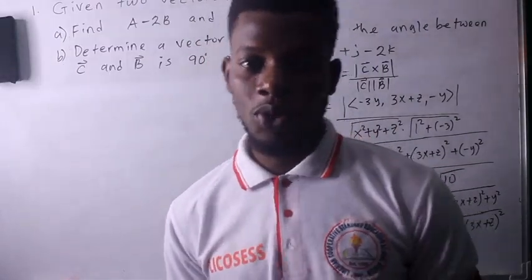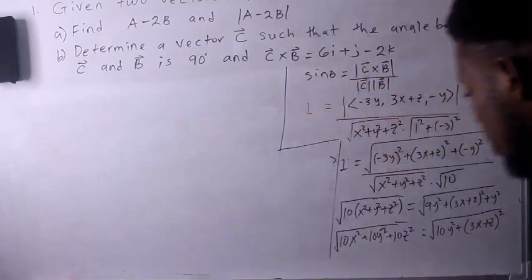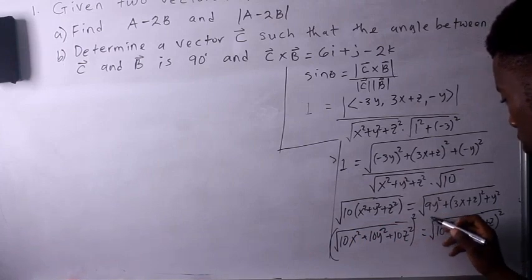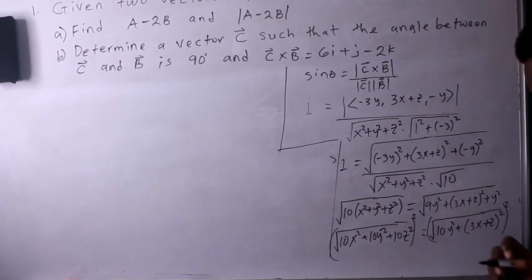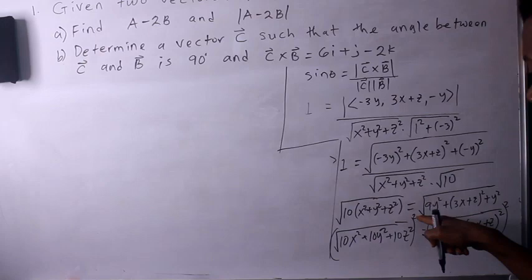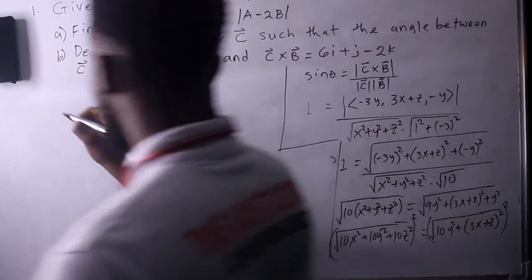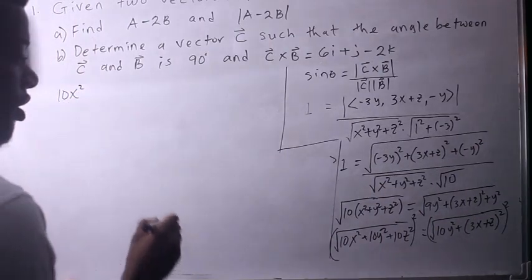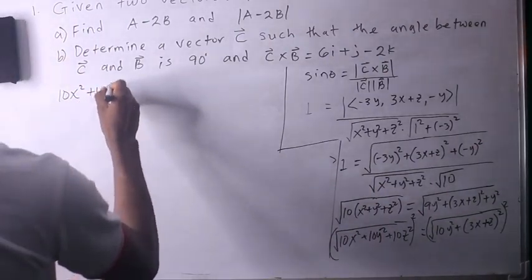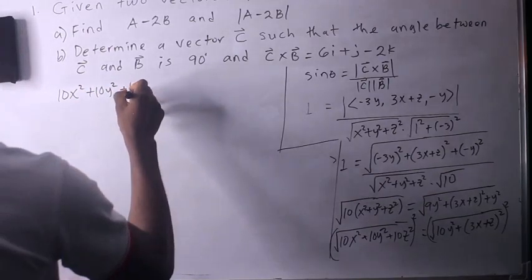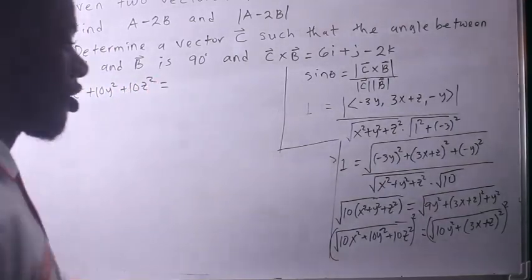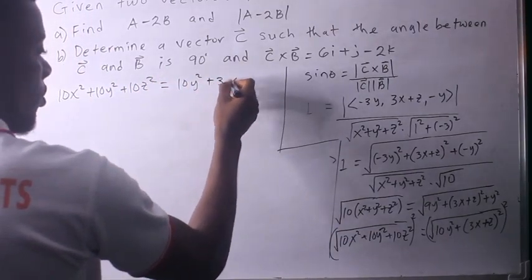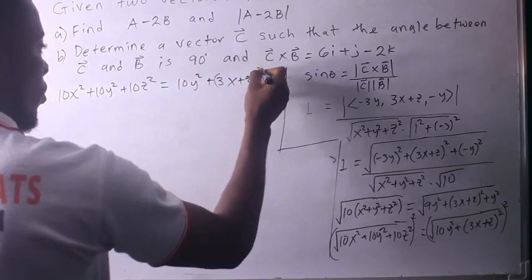Now at this junction we have to square both sides in order to simplify. So we square both sides, square this side and square this side. Great. So if we do that, the square will cancel out the square root. We have 10x squared plus 10y squared plus 10z squared equals 10y squared plus 3x plus z all squared.